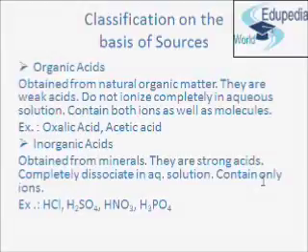On the basis of sources, acids can be classified into organic acids and inorganic acids. First we will discuss organic acids. Organic acids are acids which are obtained from natural organic matter such as plants and animals. All organic acids are weak acids and they do not ionize completely in aqueous solution. Their aqueous solution contains both ions as well as molecules. Examples of organic acids are acetic acid and oxalic acid.